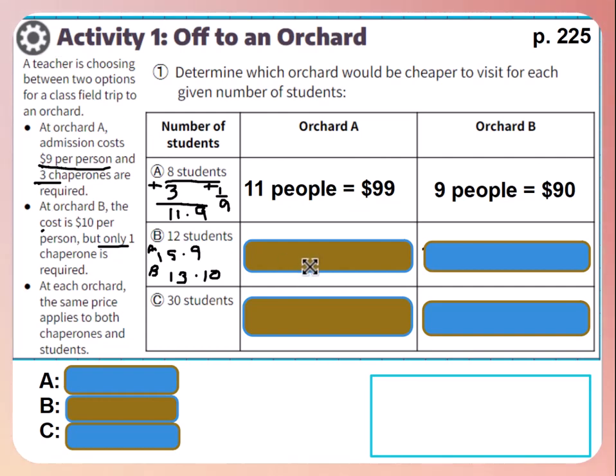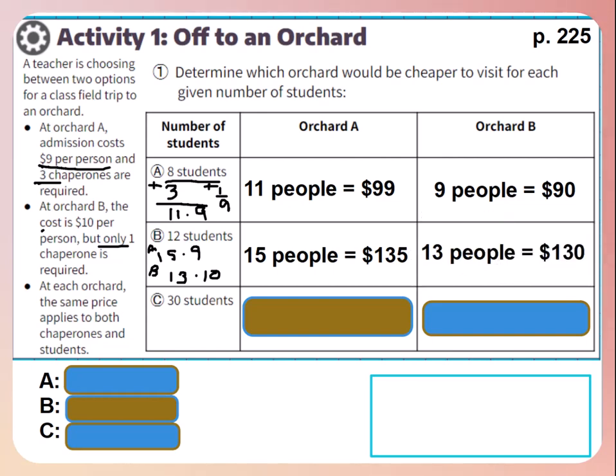All right, so 15 times 9 would be $135. And then if we go to Orchard B, it would cost us $130. So now it looks like it's still less than, but it's getting closer to what that amount is for Orchard A. We're only saving $5 by going to Orchard B. Here it would be $9. Let's see what happens with 30 students.